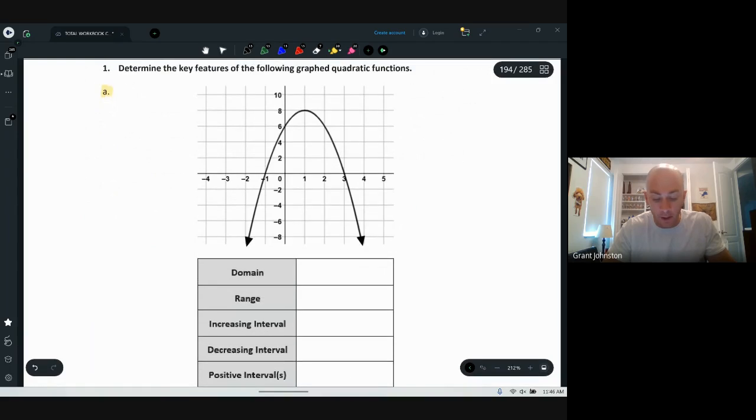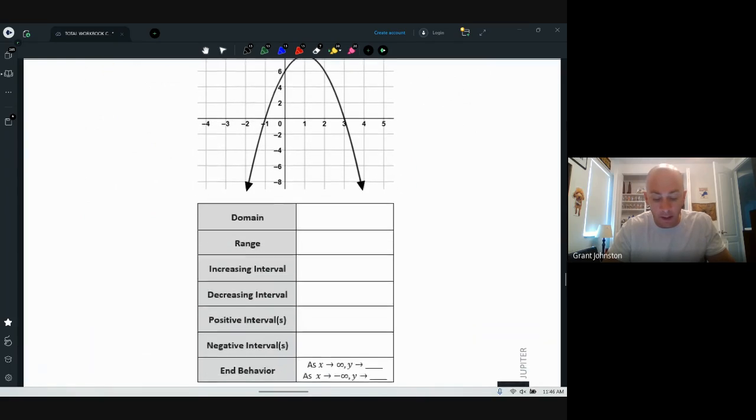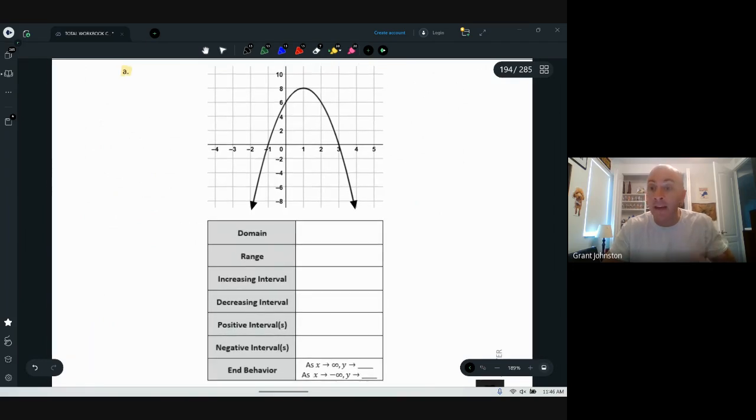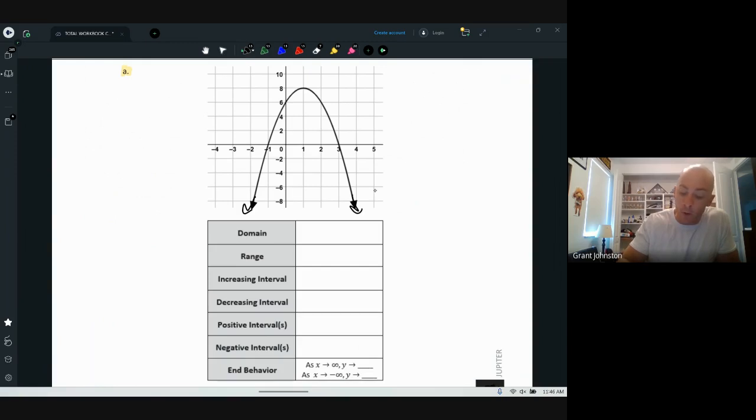So let's start off with number 1A, the domain. The domain is the possible x values. And since there are arrows, and they're going to continue all the way out to both sides, there is no restriction on the domain. The domain, we're going to say, is x can be all real numbers.